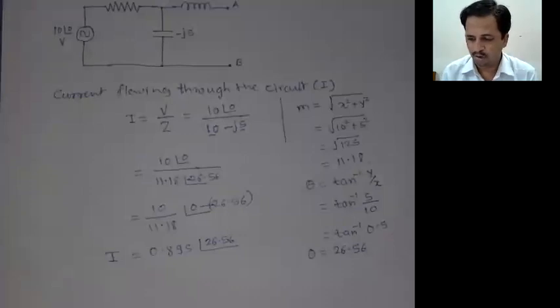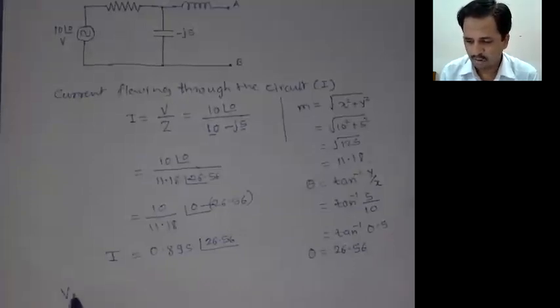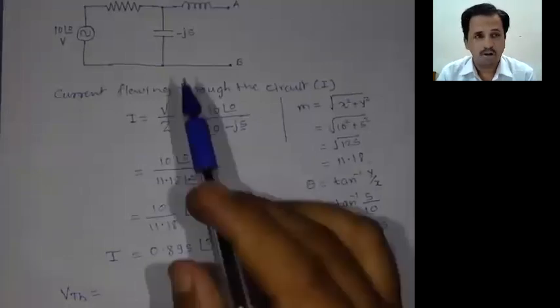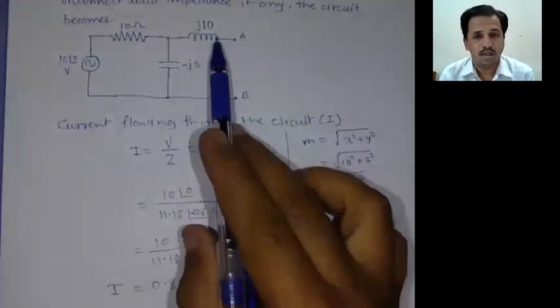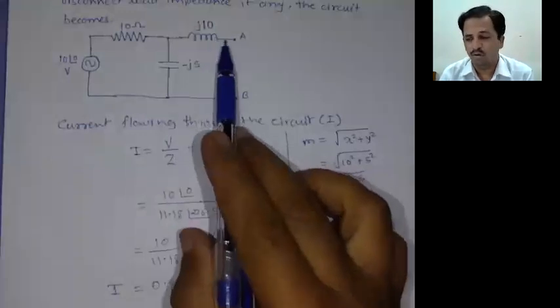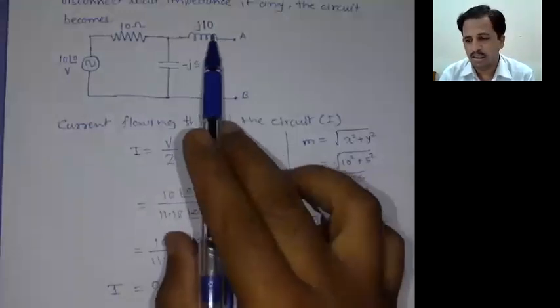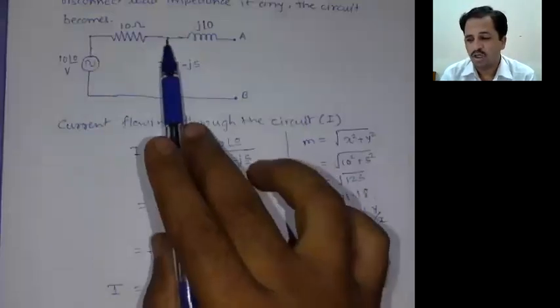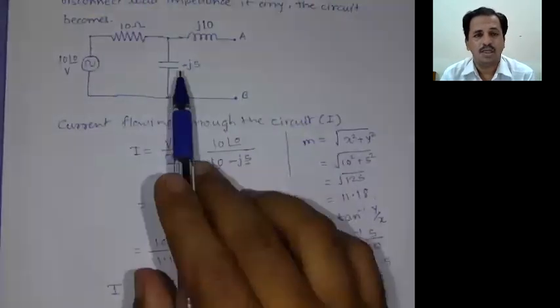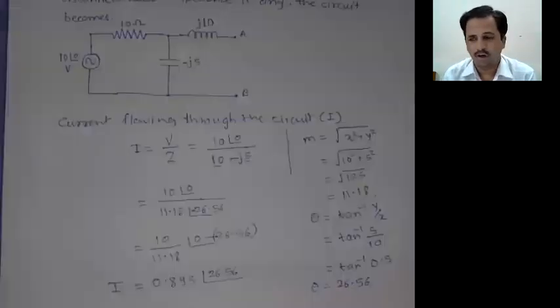Now we have to calculate the Thevenin equivalent voltage, that is VTH. It is nothing but the voltage across this capacitor, because no current flows through this inductor, that is J10, and therefore it is the open circuit voltage obtained across this capacitor. That is the Thevenin equivalent voltage.